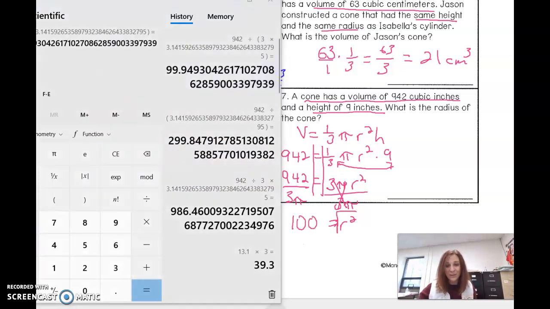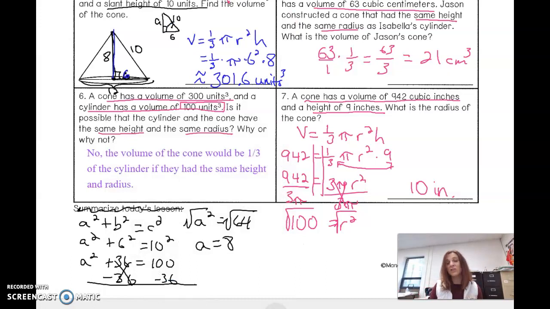And then we take the square root of each side. There we go. And so the square root of 100 is about 10. So what is the radius? We're going to say it's approximately 10 inches. Whew, I know that was a lot, guys, but just use your knowledge of the relationships between cylinders and cones. Use your formula, and you'll be able to figure out these problems.